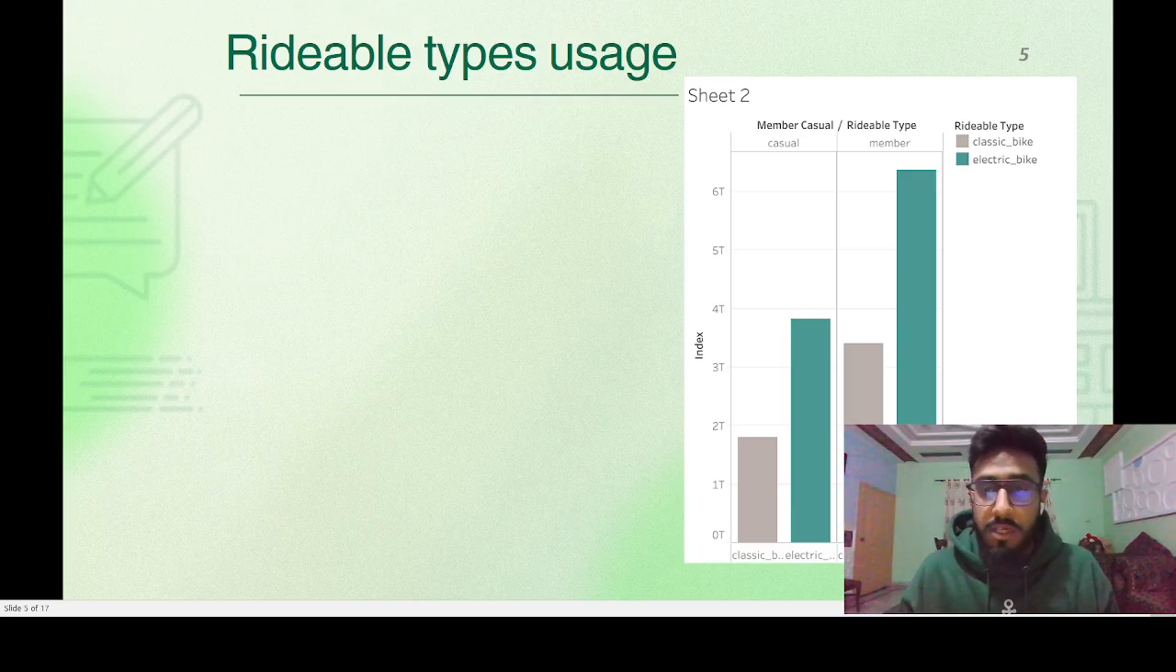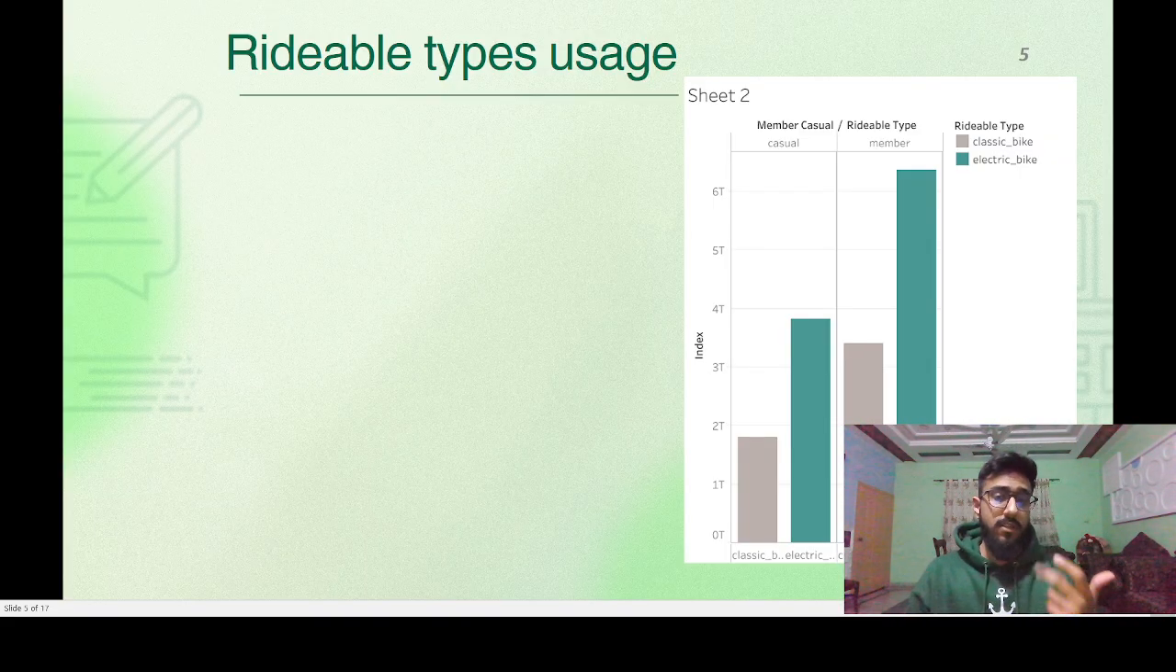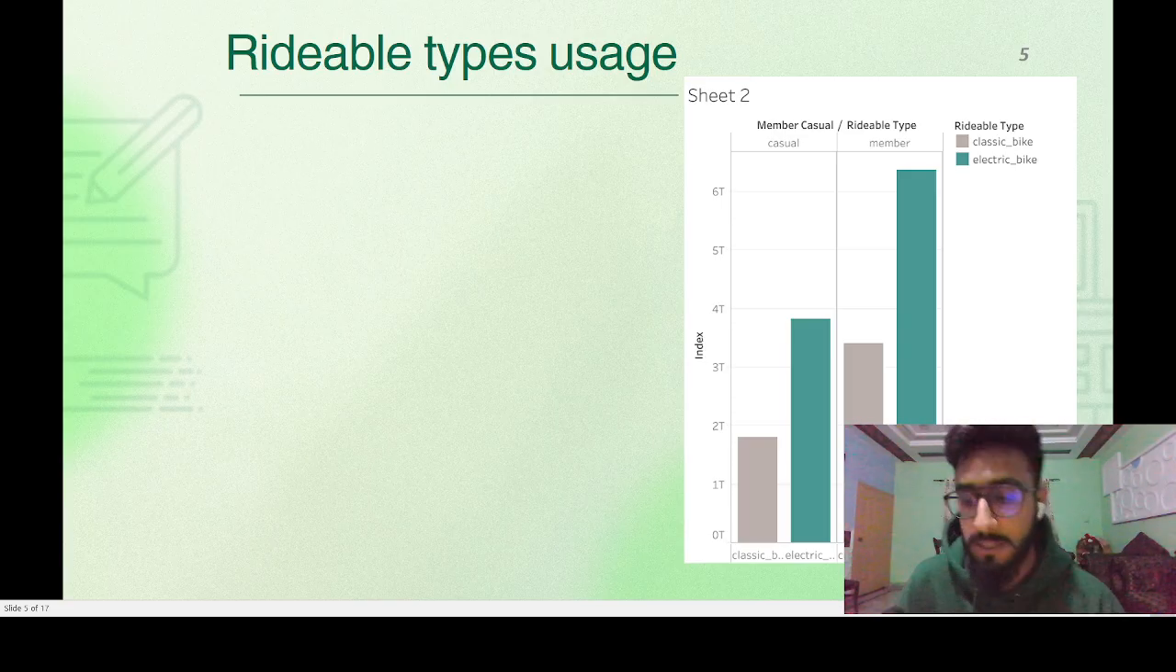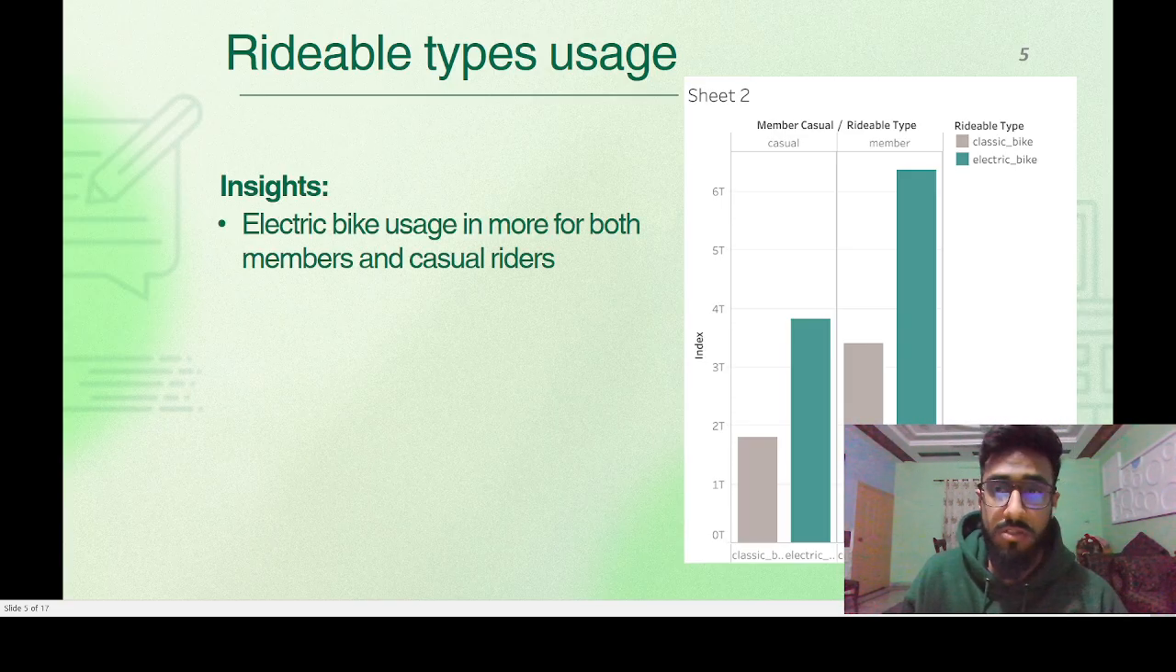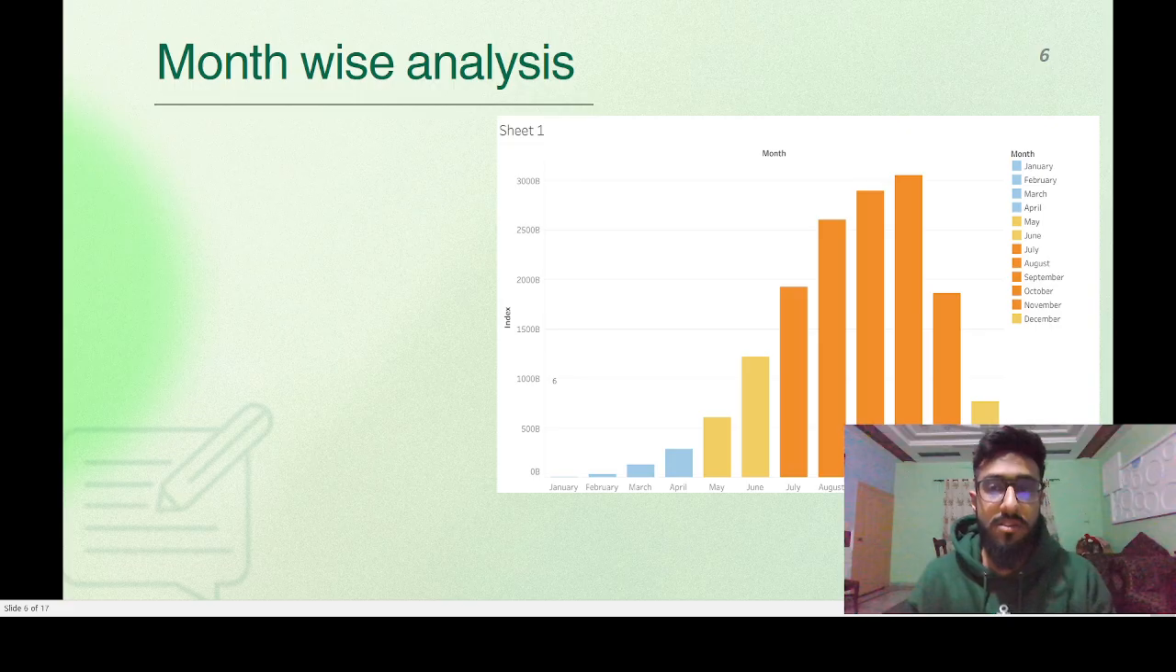Next, we'll be analyzing the rideable types. We have two rideable types: the classic bikes and the electric bikes. Now, comparing the casual rider and the membership rider, we can see the trend is the same. Both casual and membership riders are preferring or using the electric bikes more than classic bikes. So electric bike usage is more for both membership and casual riders.